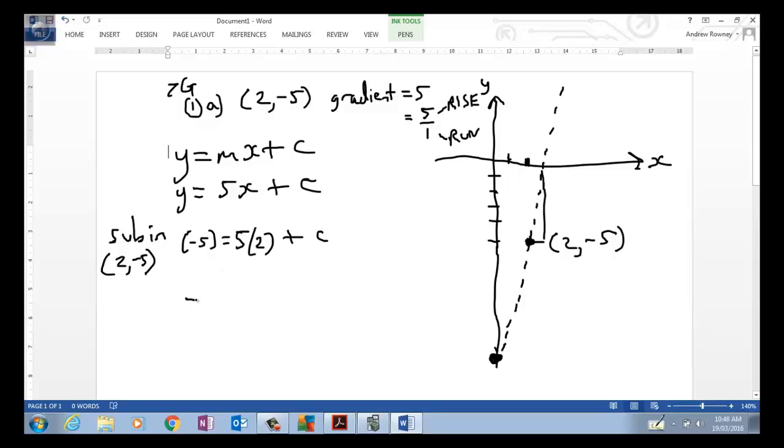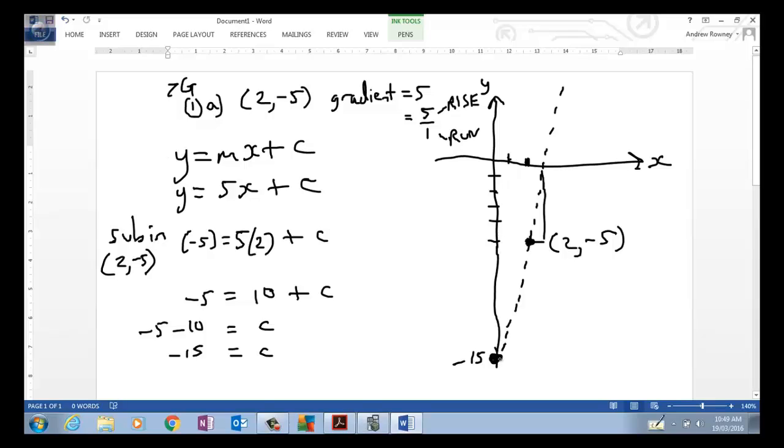So solving this equation, we have minus 5 equals, that means 5 times 2, which is 10, plus c. Now we need to get c by itself. To get 10 onto the opposite side, we use the opposite operation. Opposite of plus 10 is minus 10, so it's minus 5 minus 10 equals c. Minus 5 minus 10 is minus 15. That now tells us that the y-intercept is minus 15.